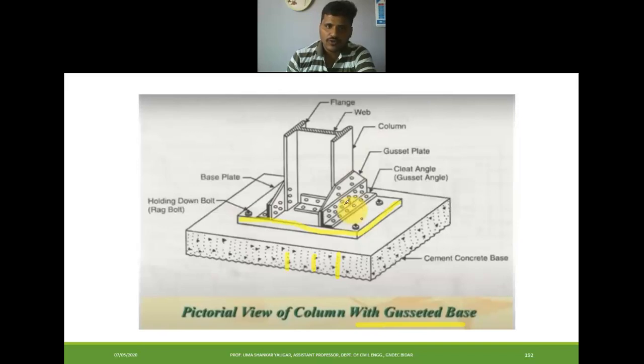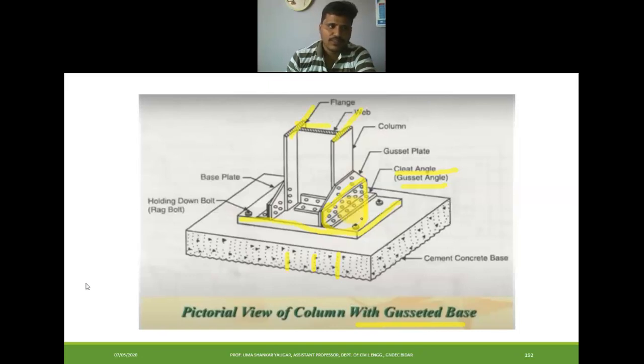And here also, whenever you are providing a bolted connection, then you need to go for a very small angle, that is a cleat angle or gusset angle. Some people call it a cleat angle or gusset angle. Ultimately we need to use this angle to connect the I section column to this one.